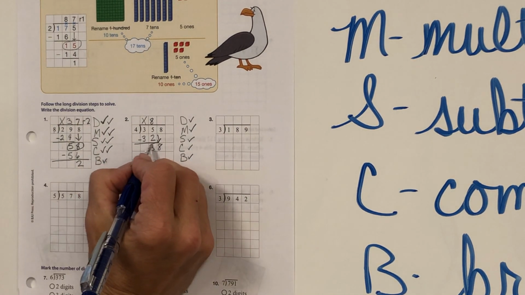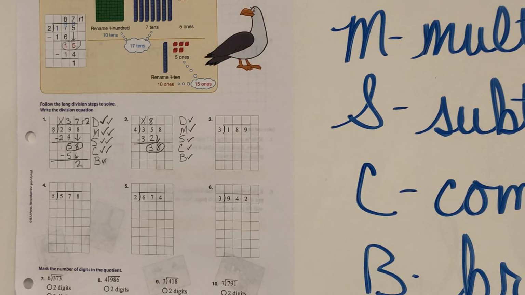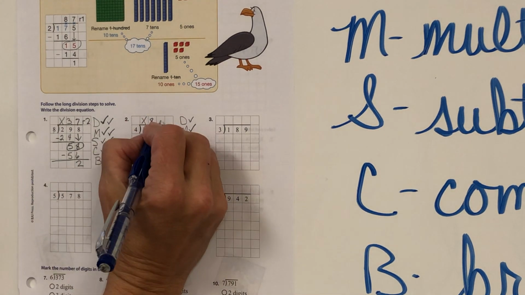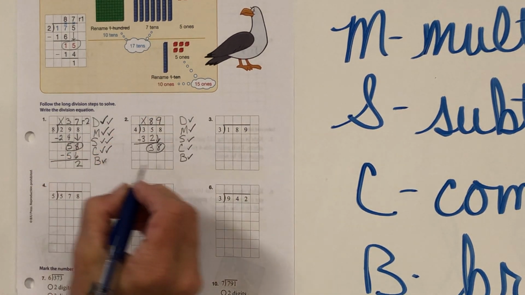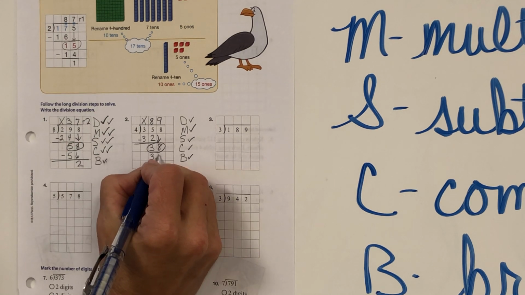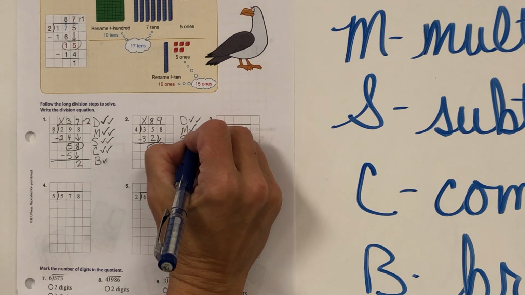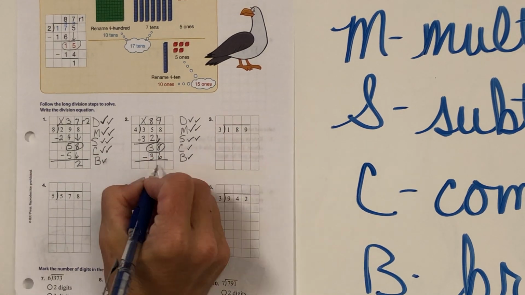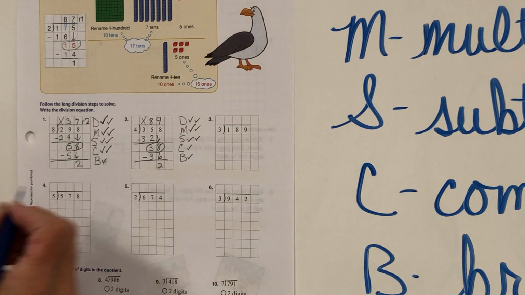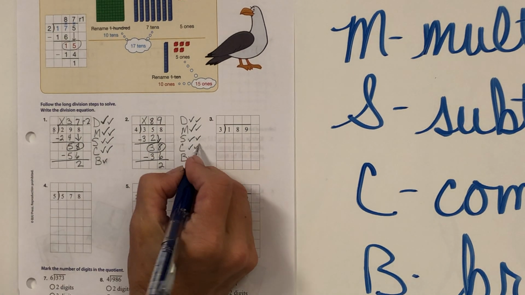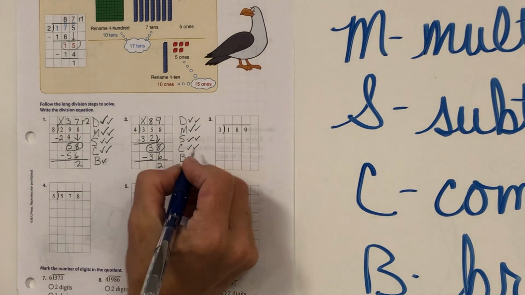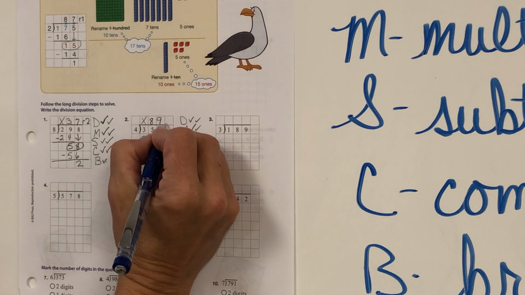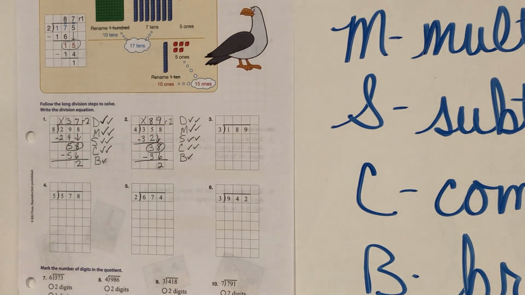This is your new dividend. So how many times will 4 go into 38? 9 times. 9 times 4 is 36. Check, check. Subtract. We have 2. To compare, 2 is less than 4. There's nothing left to bring down, so we have remainder 2.